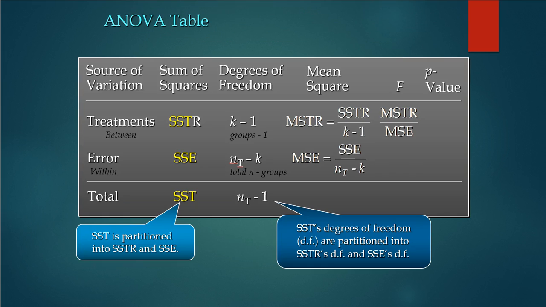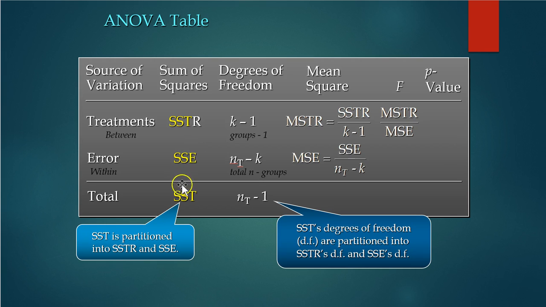Okay, so here's our ANOVA table. If you remember, our treatments are between and our error is within. So, sum of squares treatments. The degrees of freedom is k minus 1. We talked about degrees of freedom already, but in this case, k is the number of groups that we have. The degrees of freedom for our sum of squares error is going to be NT minus k. NT stands for the total number of n's in the entire experiment, and we subtract the number of groups from that.